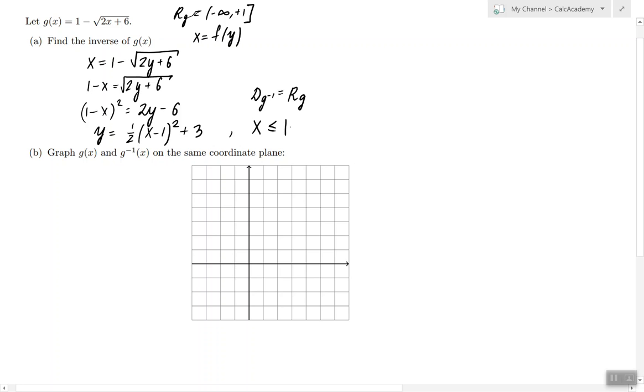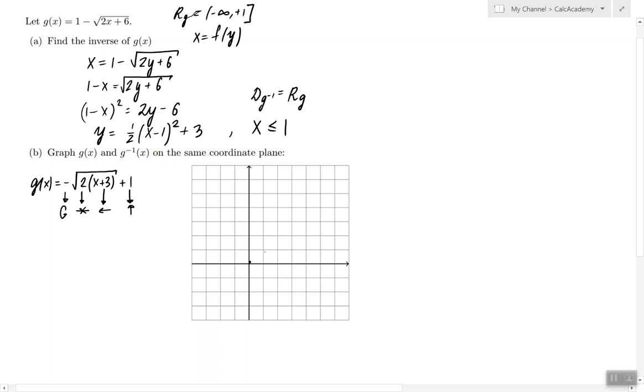Now when it comes to graphing, let's graph the original function first. So let's rewrite g of x in a form that we can recognize all the linear transformations. So here we have negative radical 2x plus 3 plus 1. So we interpret this as a vertical flip, this as horizontal compression, this as horizontal shift to the left, and this is vertical shift up by 1.